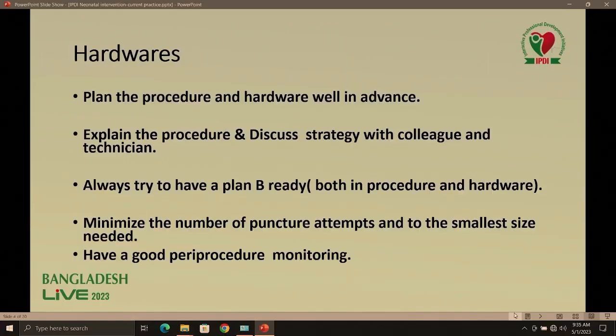Hardware: 1. Plan the procedure and hardware well in advance. 2. Explain the procedure, discuss strategy with colleagues and technician. 3. Always try to have a plan B ready, both in procedure and hardware. 4. Minimize the number of puncture attempts and use the smallest size needed. 5. Have good peri-procedure monitoring.